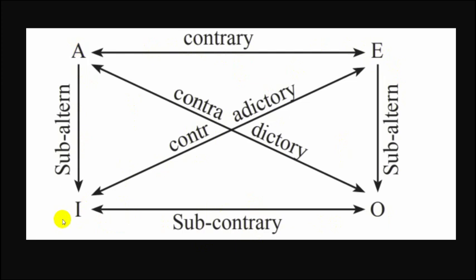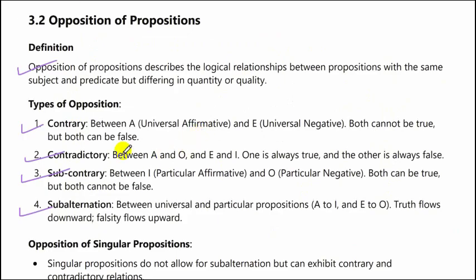The relation between A and I is one directional, that is from A to I, not the reverse way. This is the subaltern relation. Similarly, the E to O relation is a subaltern relation. So once you have understood this diagram, this chart, it will become very easy. Now let's move back here. So let us see the types of oppositions.